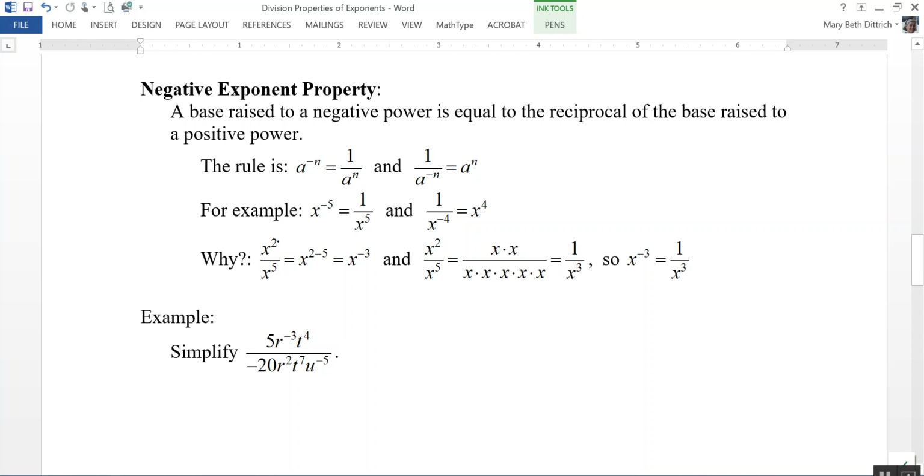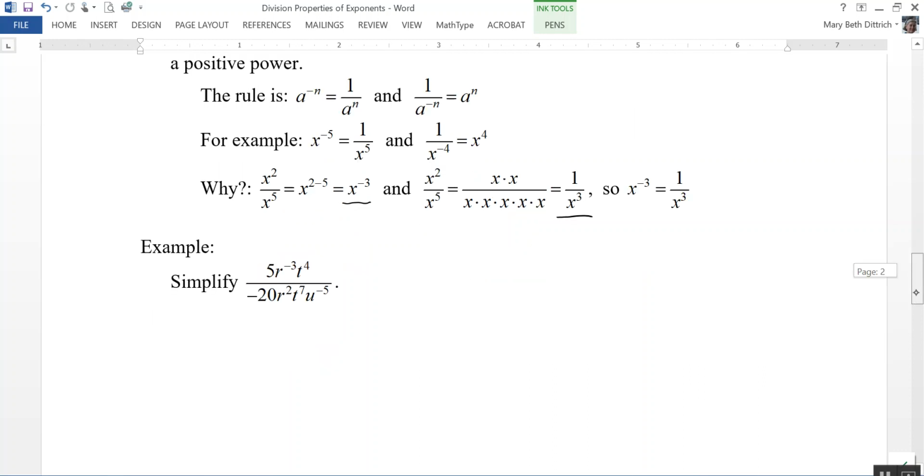Because x squared over x to the fifth, we would subtract that. That would be x to the 2 minus 5, or x to the negative 3. Okay, another way of thinking of that is x squared over x to the 5th is x times x over x times x times x times x times x, which is 1 over x to the 3rd. So x to the negative 3 is equal to 1 over x to the positive 3rd. Let's take a look at an example here.